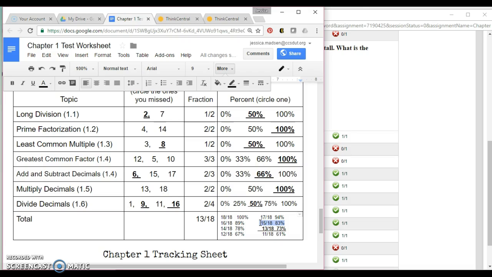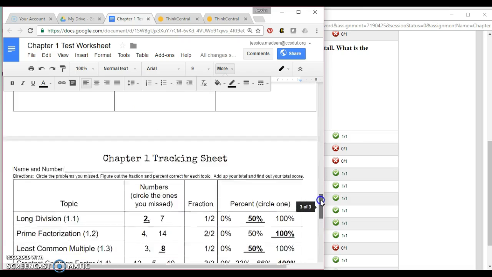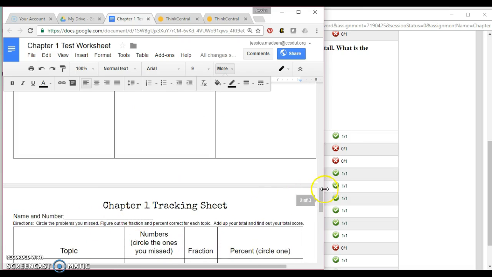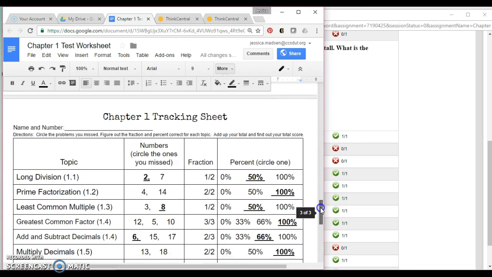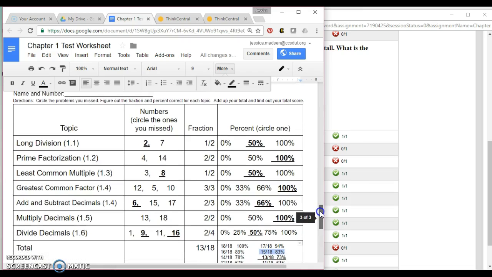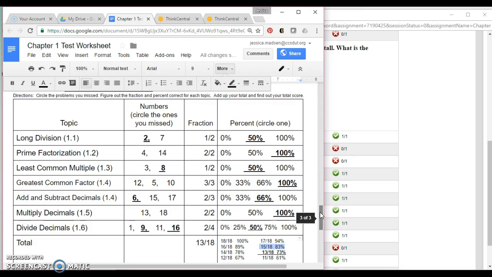If you are not there, then we'll talk about tomorrow some things that you can do to increase your test score. So once you're done with this, then this you're going to turn in. You're going to make sure that you have your name and number. And that's what I'm going to use to put into PowerSchool. And then I'll give it back to you so you can take it home and show your parents how you did. That is how you are going to take the Chapter 1 test in Mrs. Madsen's class.